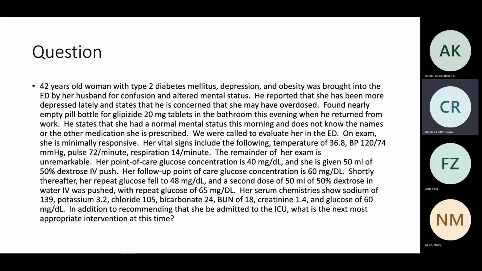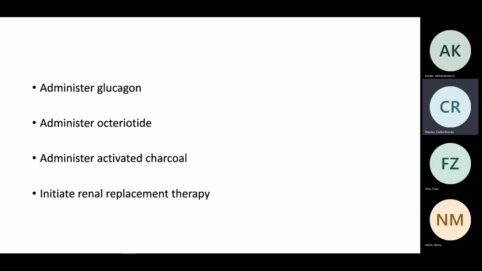So the question is, we know the overdose, and we need a treatment now. What do you think? I think glucagon or octreotide. Which one? Glucagon, right? Glipizide. I think the trick here is they give her D50 twice and her blood sugar is still low, so maybe glucagon will not be helpful. So the choice is octreotide.